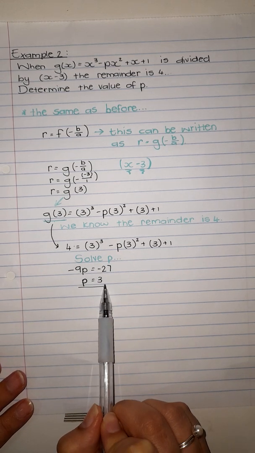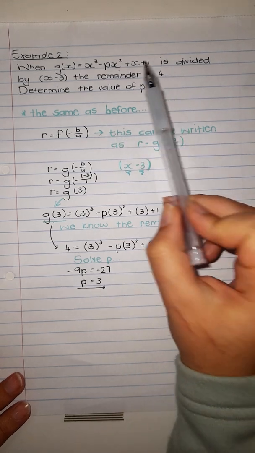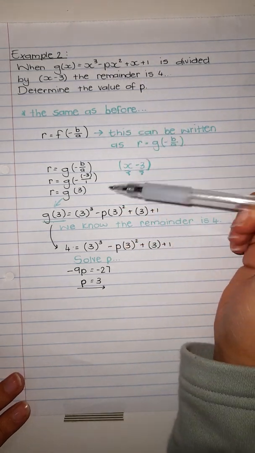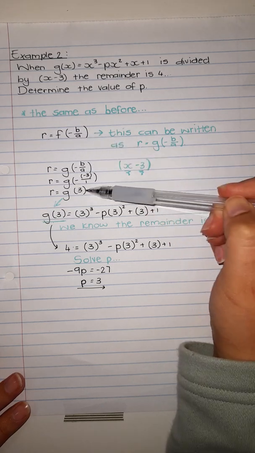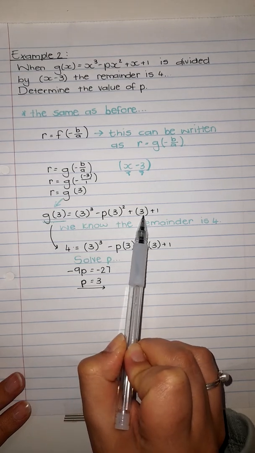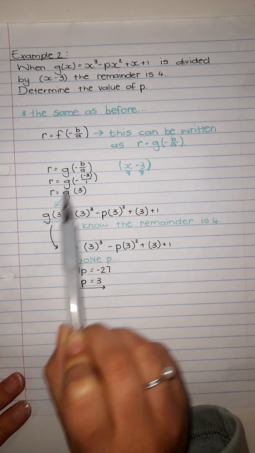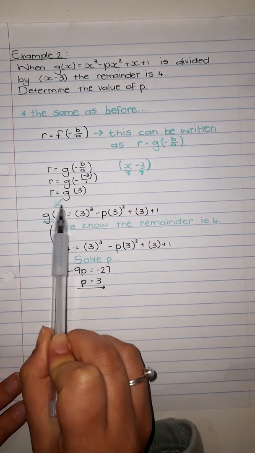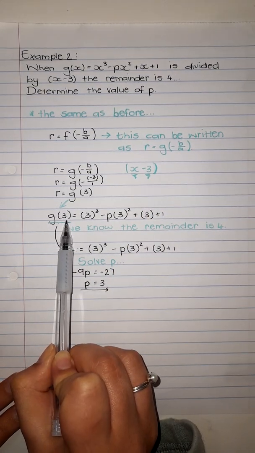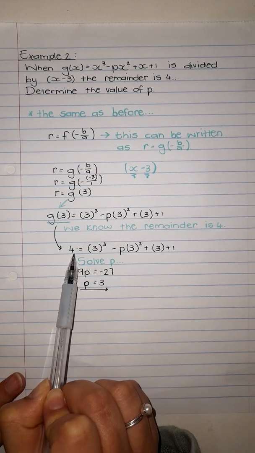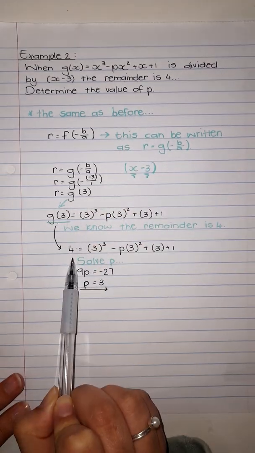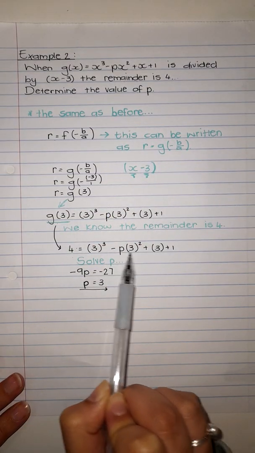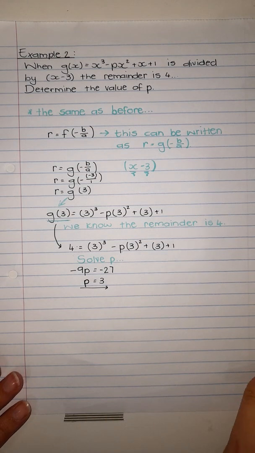Okay, so when they ask you a question like this, where the remainder is 4, you're still going to have to do your r equals f(negative b over a) to find what you need to substitute into x in order to find p. But because they told you the remainder is 4, you're going to substitute where your g(3) is with whatever they told you the remainder is. So usually our question would be find the remainder, but now it's given, and now we have to solve whatever they ask us. Okay, and that is the remainder theorem.